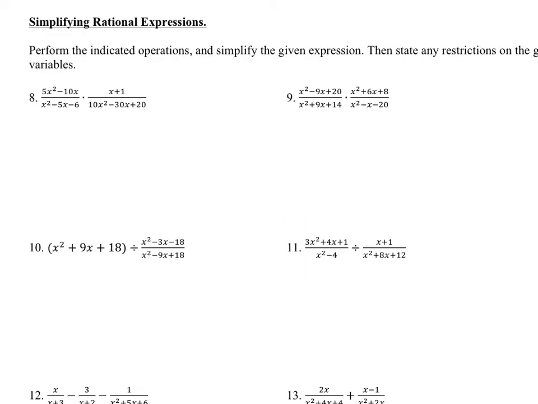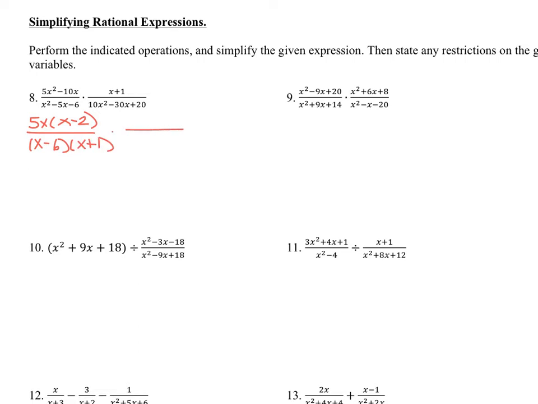All right, so on these ones, I'm going to perform the indicated operation, simplify, and then state any restrictions on the variables. I'm multiplying, so I'm going to first factor the numerators and the denominators. So on 8, I can take out a 5x on top, and I'm left with x minus 2. And on the bottom, I can factor x minus 3, x minus 2. Nope, that doesn't work. How about x minus 6 and x plus 1?